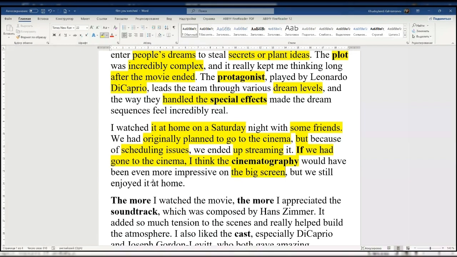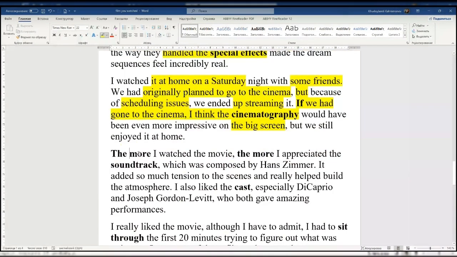And the next paragraph is: the more I watched the movie, the more I appreciated the soundtrack, which was composed by Hans Zimmer. It added so much tension to the scenes and really helped build the atmosphere, right? And I like the cast, especially DiCaprio and Joseph Gordon-Levitt, who both gave amazing performances.